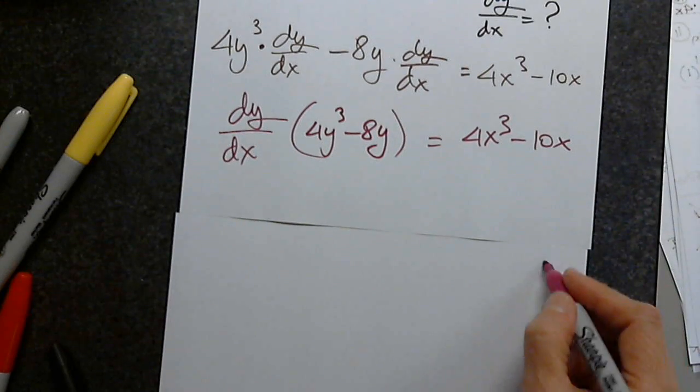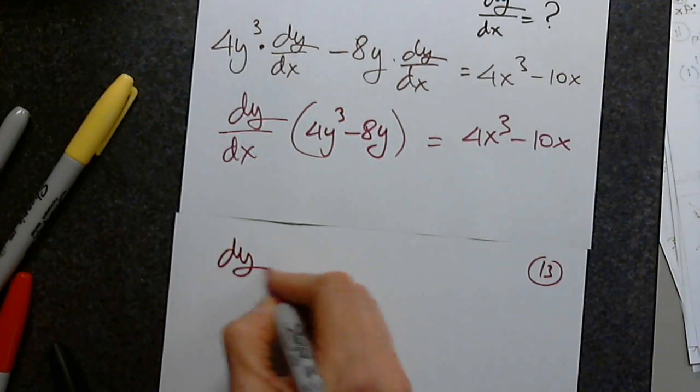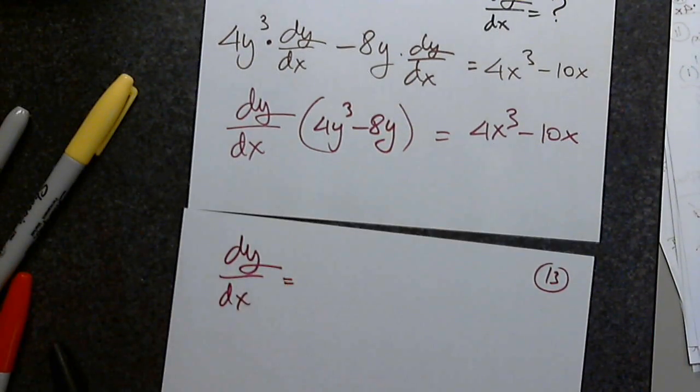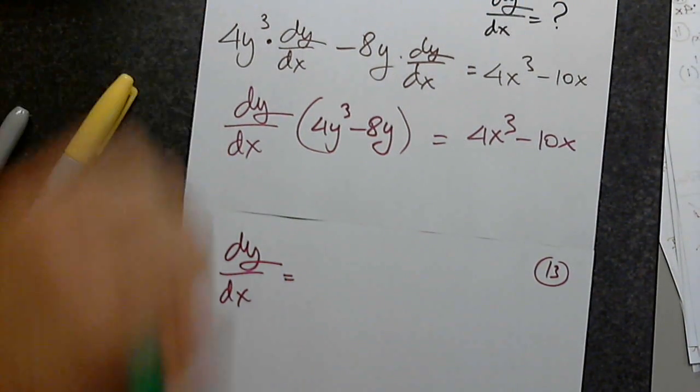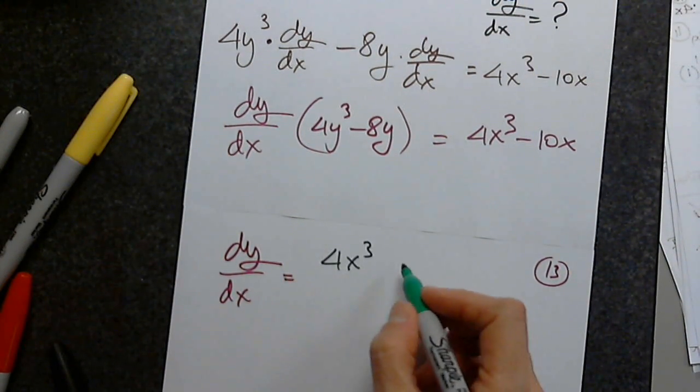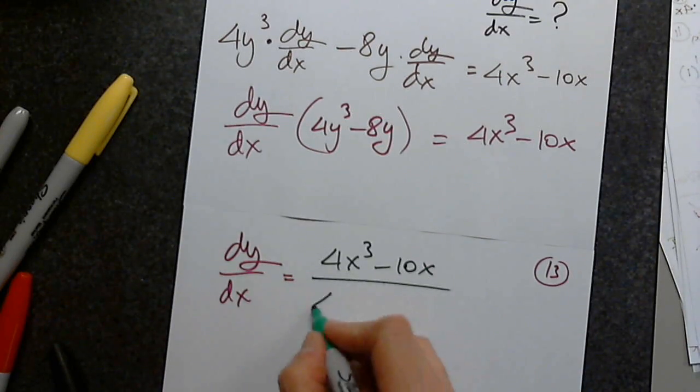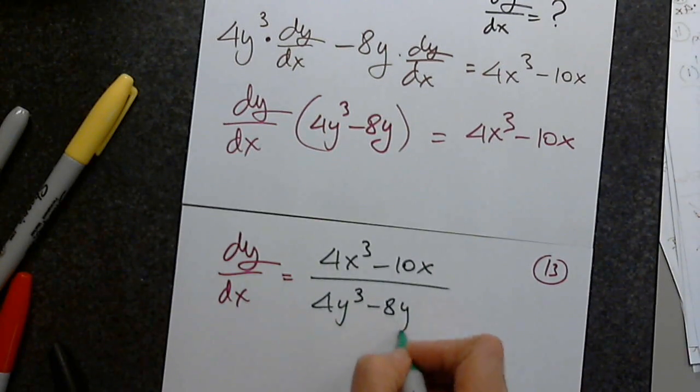And now I want to write dy over dx before I plug it in. Can anyone dictate this step? 4x cubed minus 10x over 4y cubed minus 8. Very good.